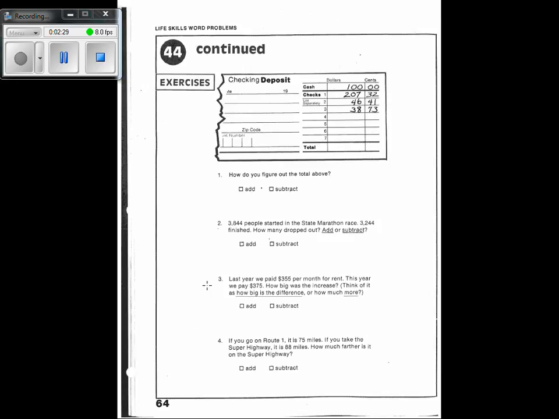Number 4, if you go on Route 1, it is 75 miles. If you take the superhighway, it's 88 miles. How much further is it on the superhighway? Would you add or subtract?